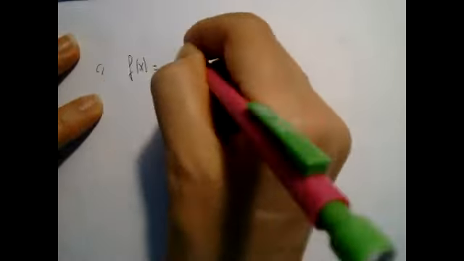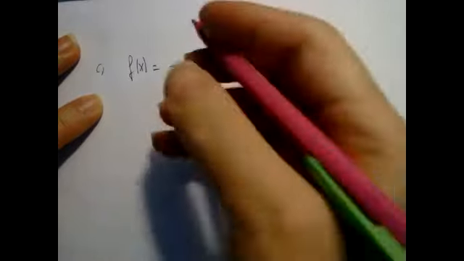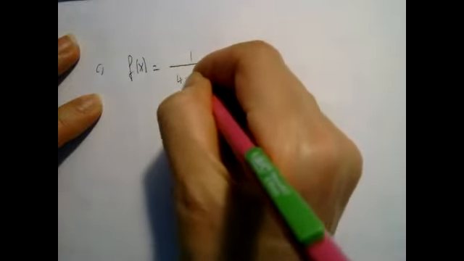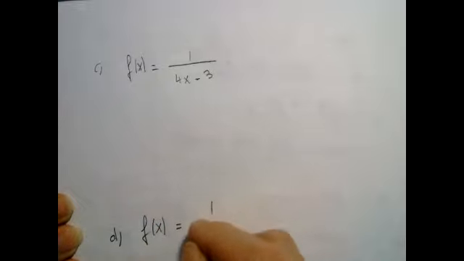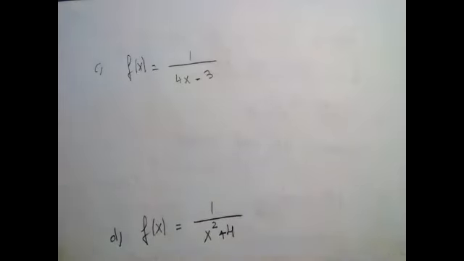So whenever I have a denominator, something should always click. I have to remove the x's that make the denominator 0. So I'm going to give you two more. This one and this one. Okay, C, find the domain, and then D, find the domain.